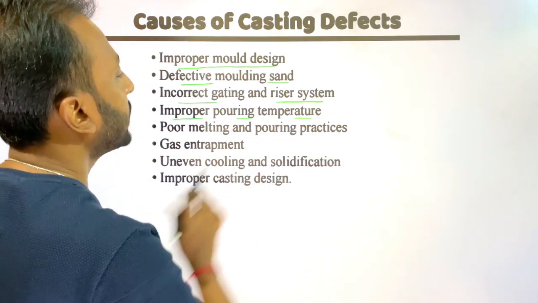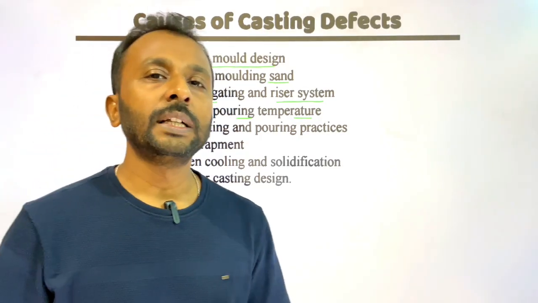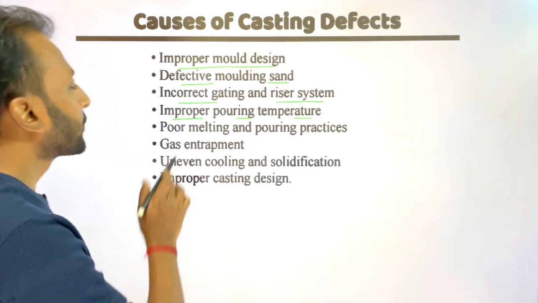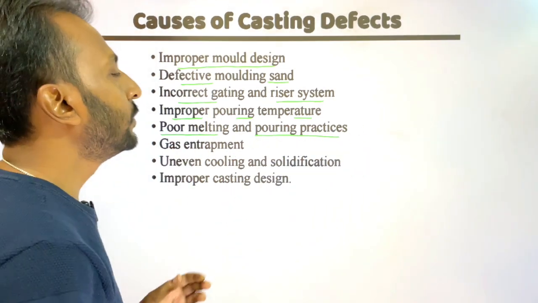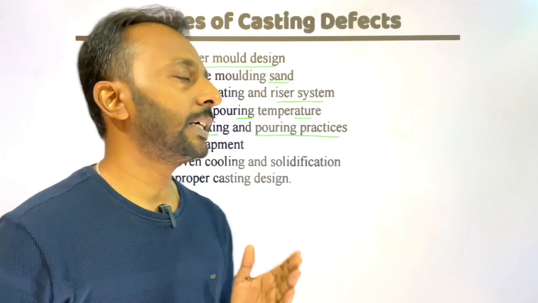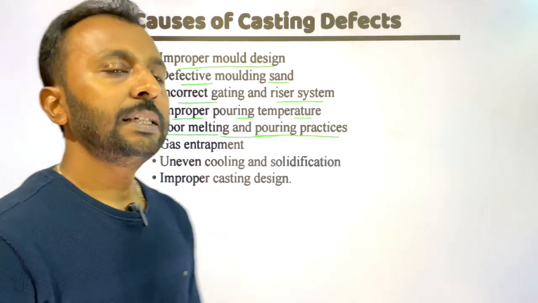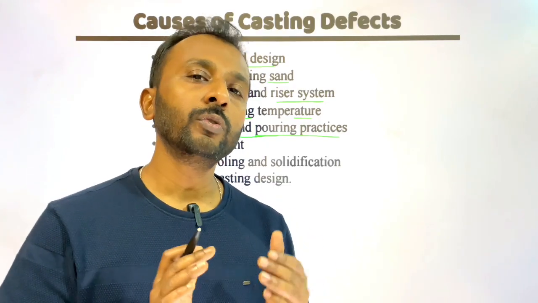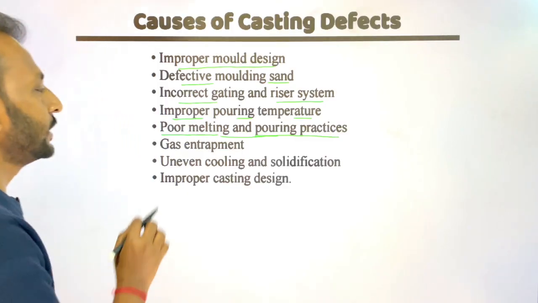Improper pouring temperature. If the temperature of the molten metal is very high or low, then the casting defects may occur. Poor melting and pouring practices. If when we are pouring the molten metal, the melting and pouring practice is very poor, and we are not skilled enough to do the casting process, then the casting will be a defective casting.